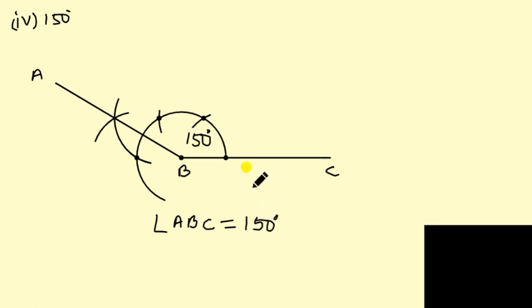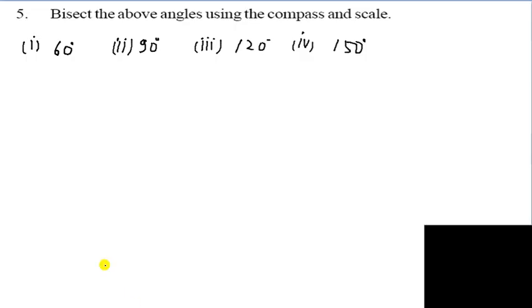So this one is the method to draw here. So angle ABC is equal to 150 degrees. So it's the completion of all the angles. So let us see the next question.